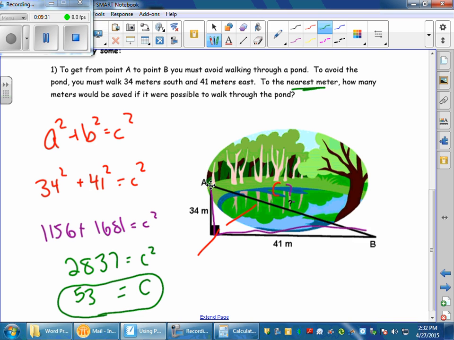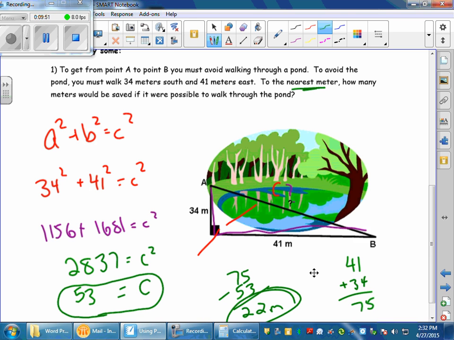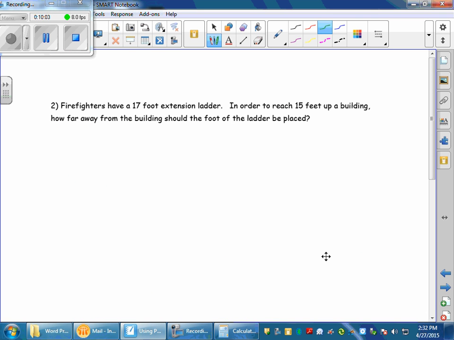How far was it to go from A to this point to B? Well, I just have to add up 41 and 34. And I end up getting 75. So 75 minus 53, I ended up saving 22 meters, which is pretty good. Okay? So I'm sure a lot of you guys didn't have that. Don't worry if you didn't. That's okay. Hopefully you have it now, so I'm giving you time to write it. And let's see how you did in the next one.